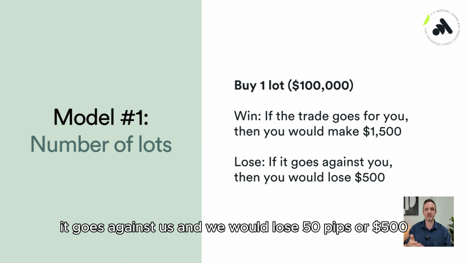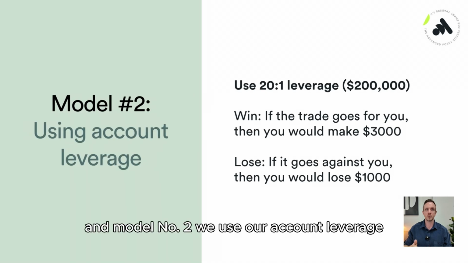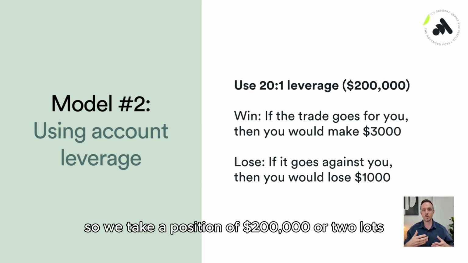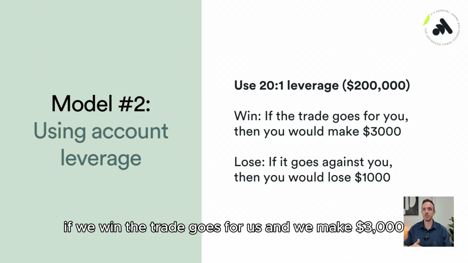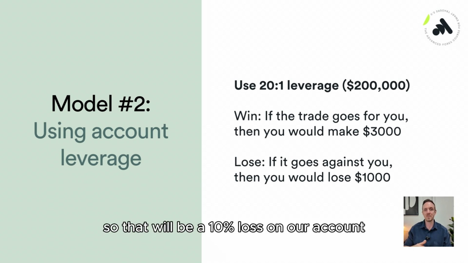If we lose, it goes against us and we would lose 50 pips or $500, assuming we traded one lot. In model number 2, we use our account leverage. So let's assume we use 20-to-1 leverage. So we take a position of $200,000 or 2 lots. If we win, the trade goes for us and we make $3,000. If we lose, the trade would go against us and we'd lose $1,000. So that would be a 10% loss on our account.